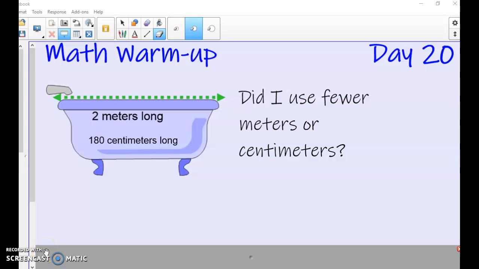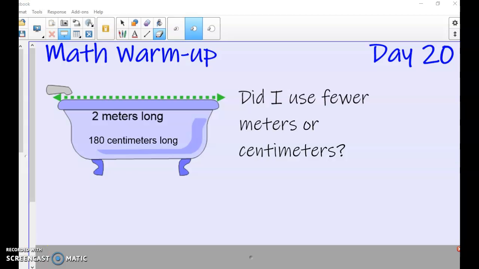Hello class. Today for our math warm-up, I asked you to measure the length of your tub in meters and to tell me if you use fewer meters or centimeters to measure your tub. So I also measured my tub, and my tub was about 2 meters long. And my tub was 180 centimeters, 180 centimeters. So I asked you to tell me if I used fewer meters or centimeters to measure my tub.